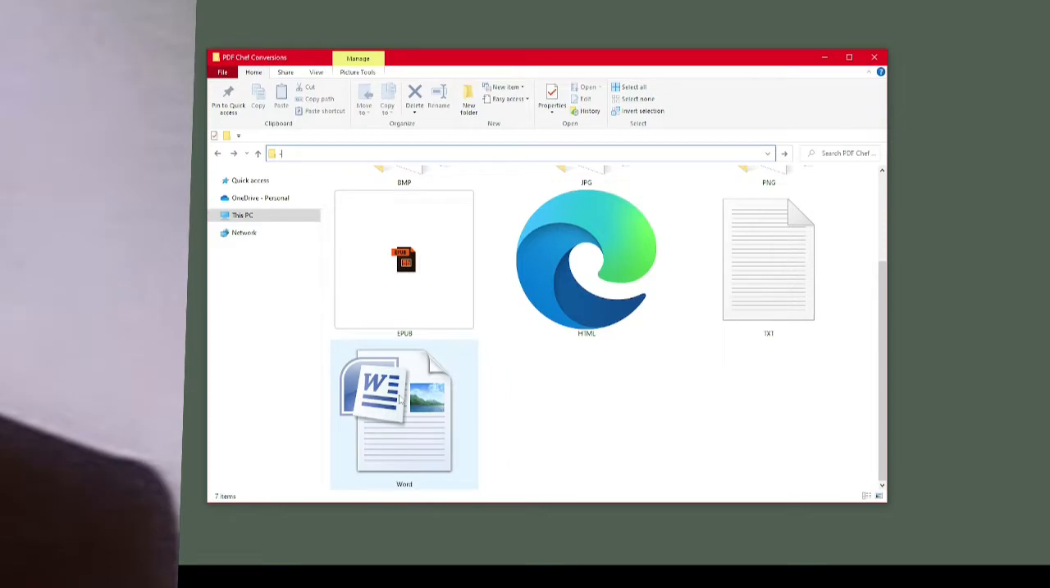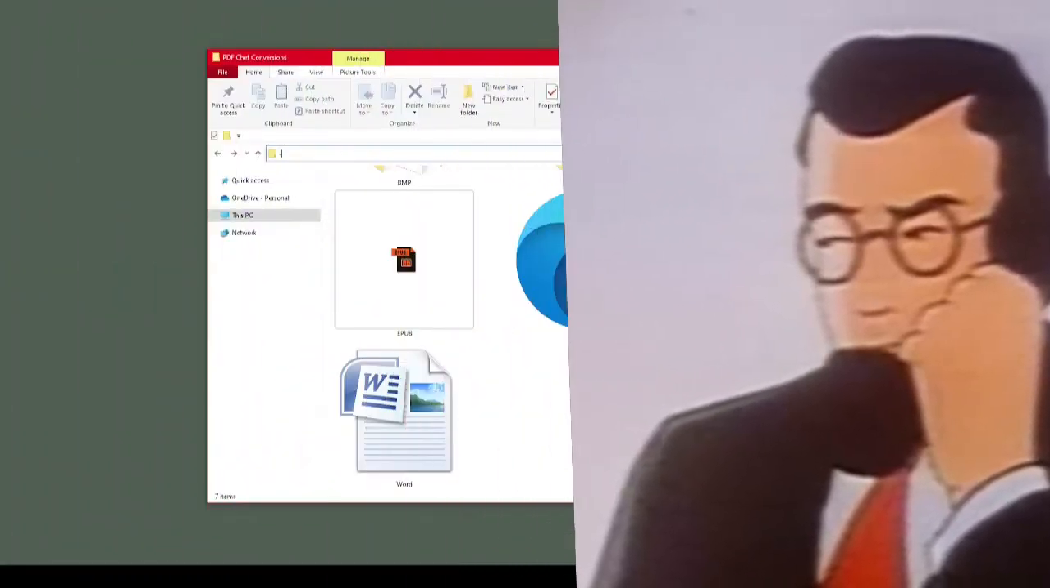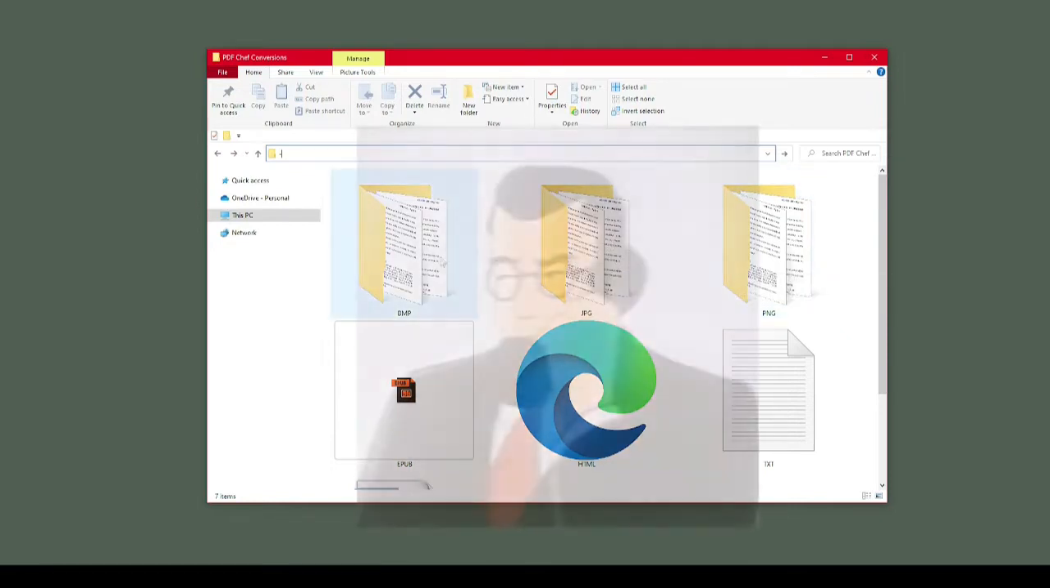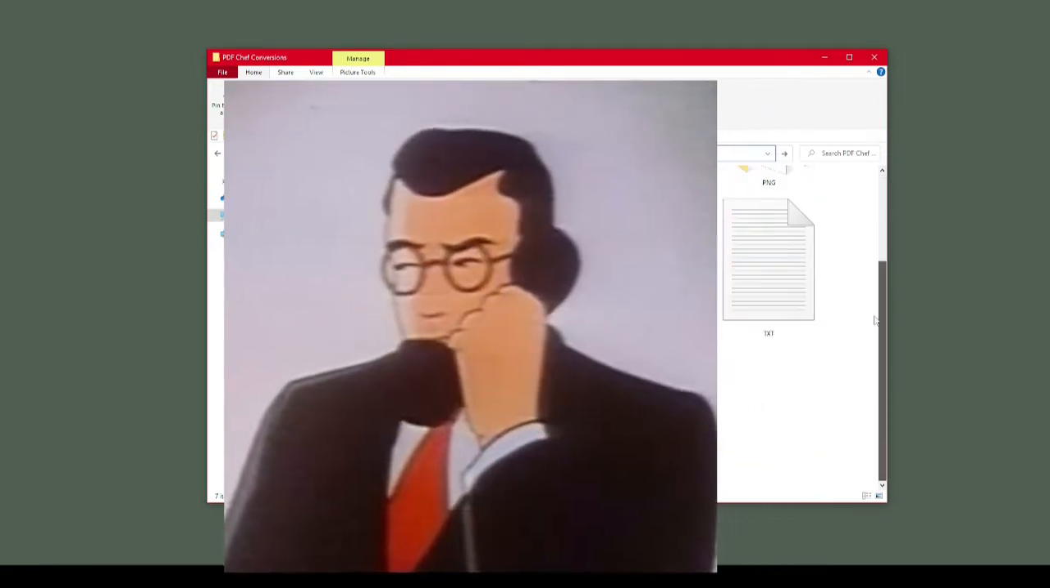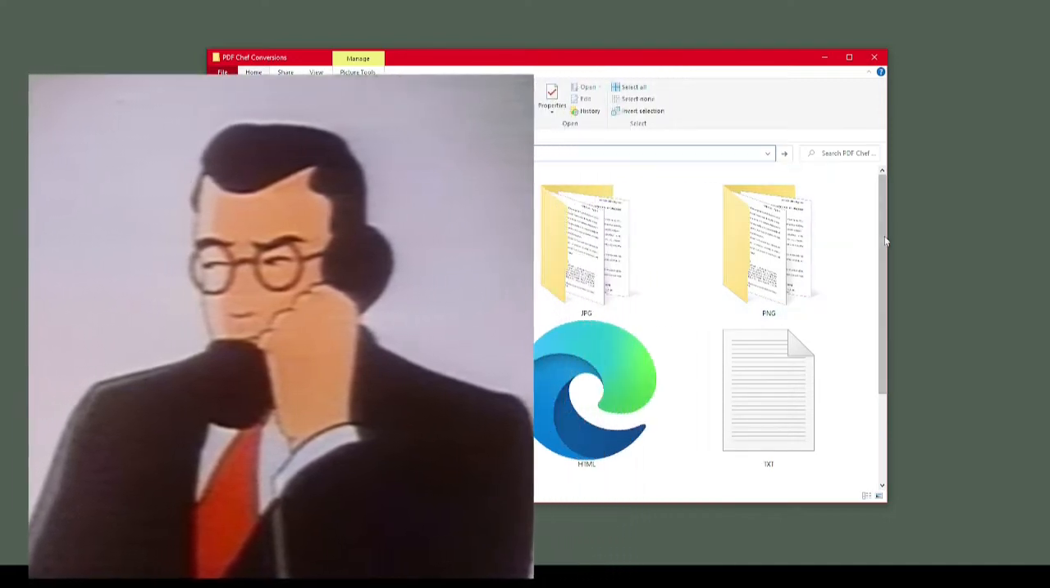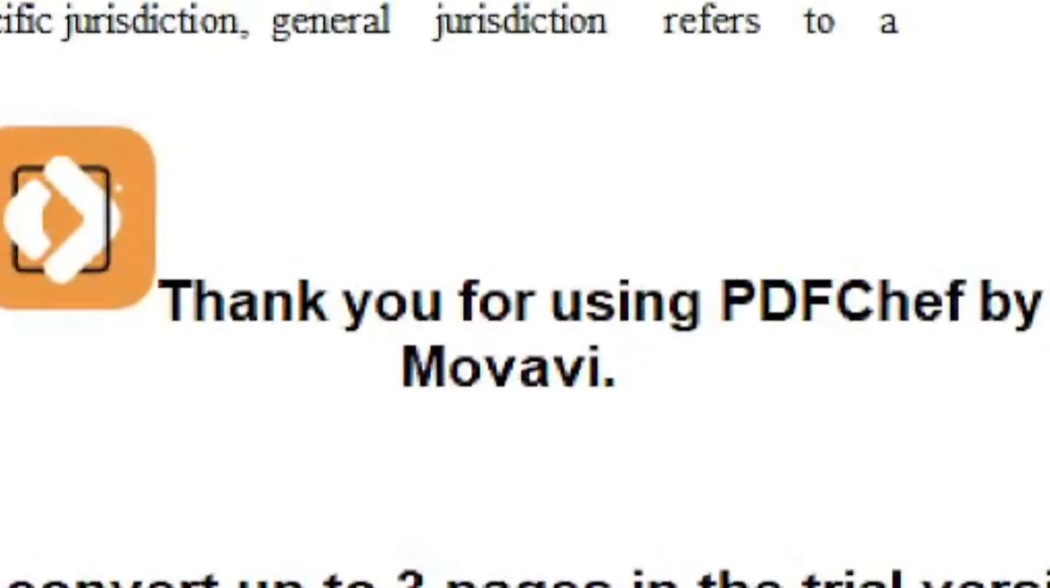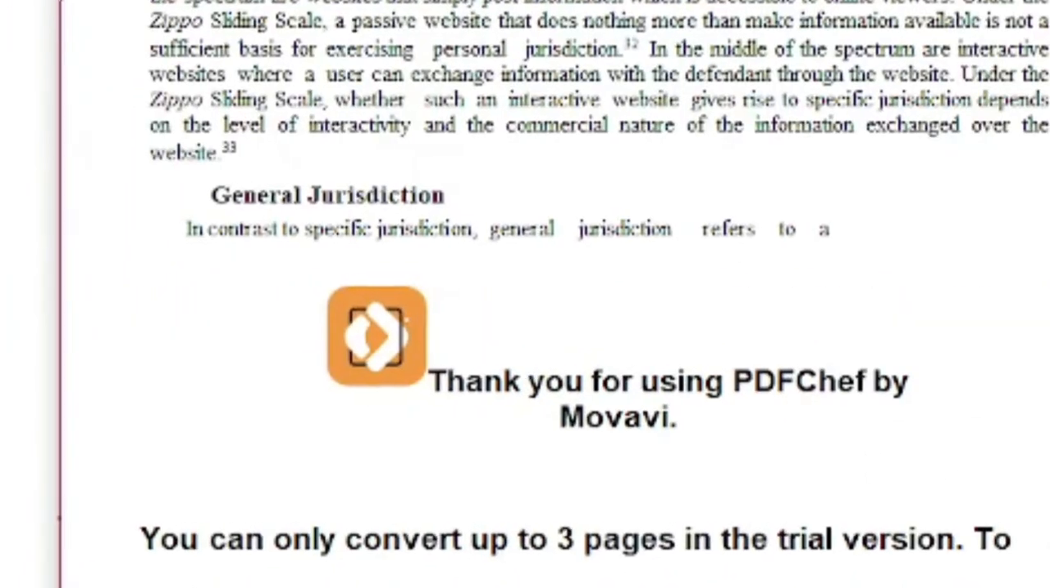And then Word document, you can also convert it to a PNG image file, a JPEG image file, and a BMP image file. It goes page by page. So I'll show you what all of these are, starting with pdfchef.